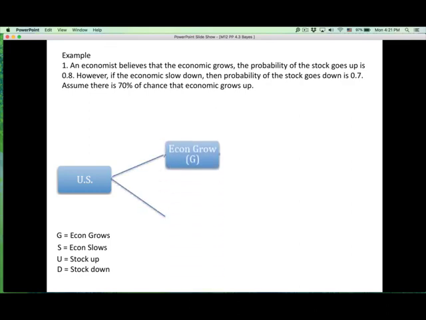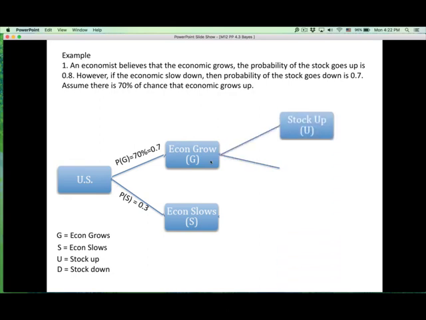In the United States, it is either economic growth or economic slows. For the last sentence, assume there is a 70% chance that the economy goes up, so we write down the given information: P of G equals 70%, which means 0.7. Since we only consider either economic growth or economic slows, this is just like the complement. So we can find P of S, the probability that the economy slows, using the complement formula: 1 minus 0.7 equals 0.3. And then when the economy grows, the stock can go up or the stock can go down.